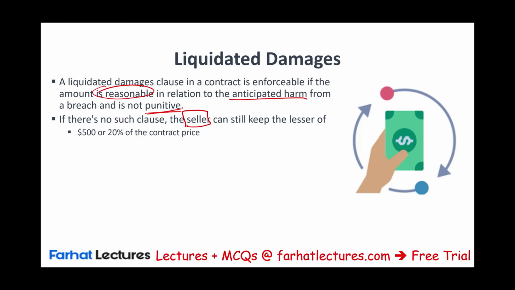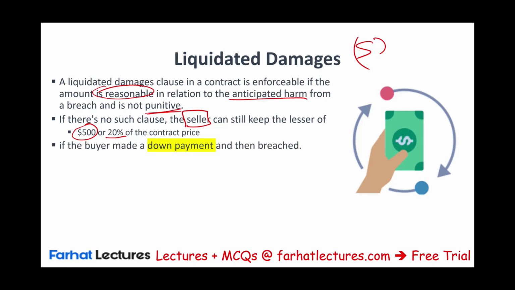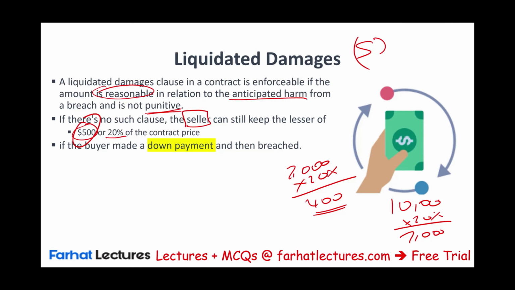Now, if there's no such clause in the contract, this is a little bit different than common law, okay? The seller, remember here we're talking about the seller, can still keep the lesser of $500 or 20% of the contract price. Assuming the buyer made a down payment and then breached, the seller can keep that. So the maximum they can keep is $500 or 20% of the contract price. If the contract price is $2,000, 20% is $400. If the amount was $10,000, 20% is $2,000, then they will keep the $500, the lesser of these two. And this is different than common law.